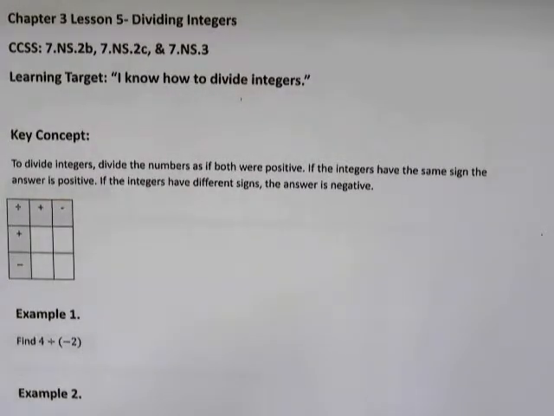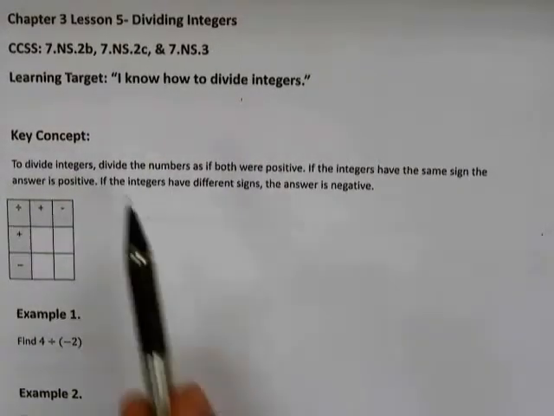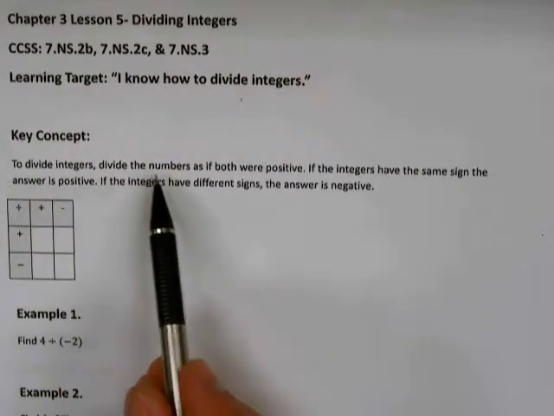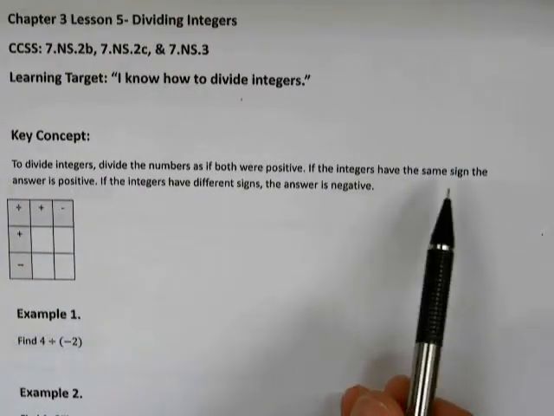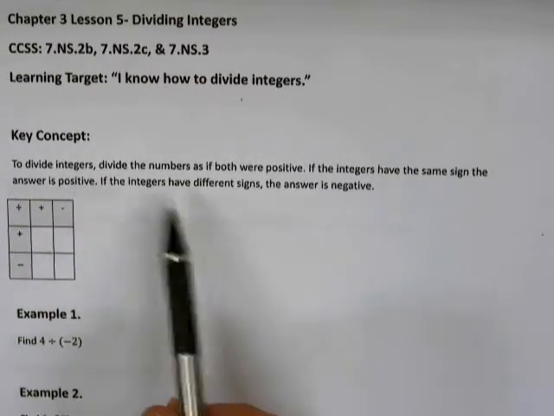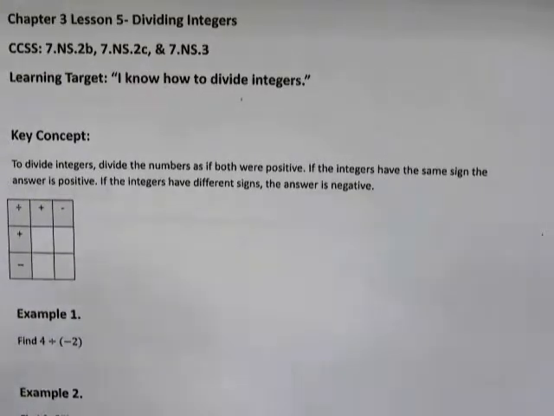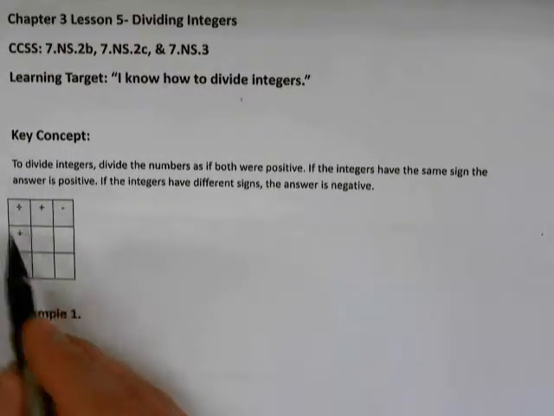And the key concept, honestly, does not change really from multiplication. The only difference is that instead of the word multiply, it says divide. And so to divide integers, we divide the numerators as if both were positive. If the integers have the same sign, the answer is positive. If the integers have different signs, the answer is negative. So here's our dividing table here.